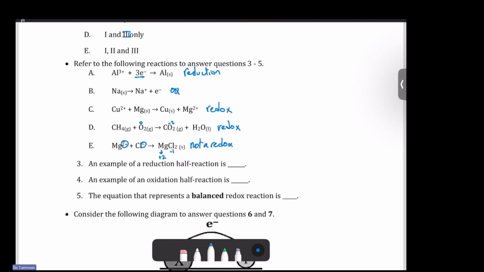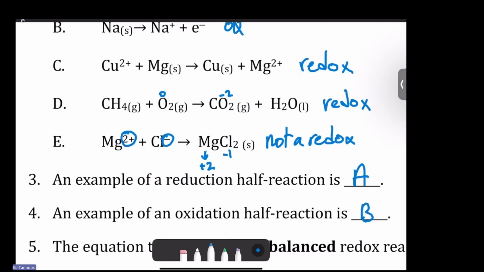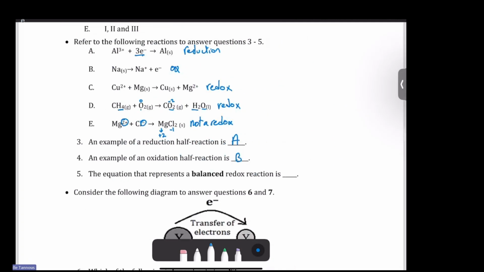So an example of a reduction half reaction is A. Example of an oxidation half reaction is B. The equation that represents a balanced redox: redox is C and D. Now D is not balanced. I have 4 hydrogens, I have 2 hydrogen. I have 2 oxygen here, and here I have 3. So D needs balancing. C is balanced.